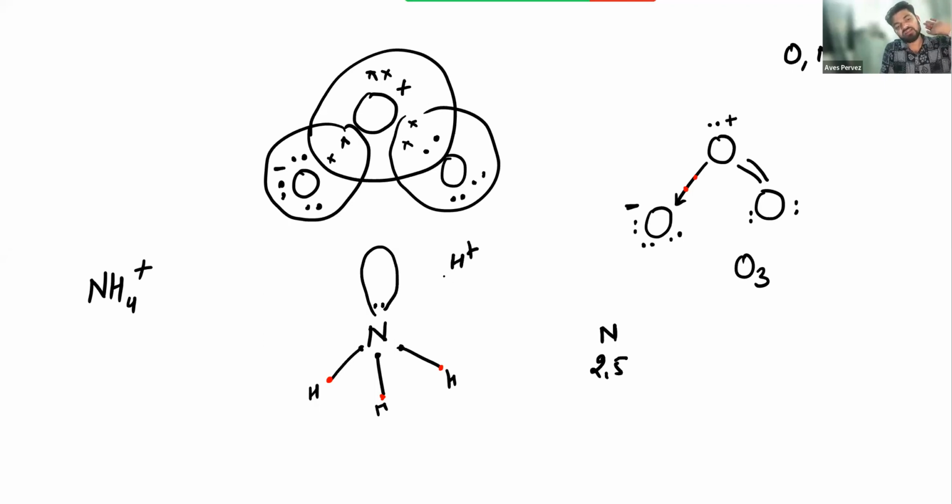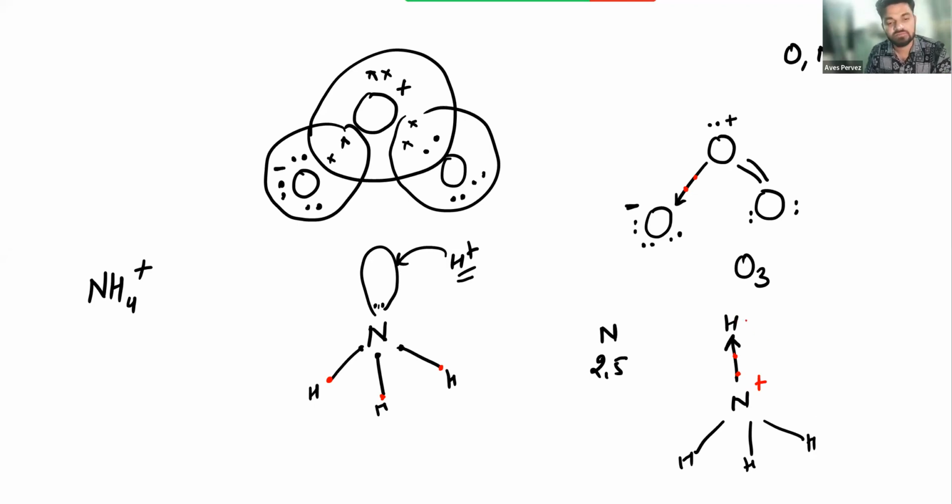But when an H positive ion comes, this lone pair will attract it and make NH4 using a coordinate bond. These two electrons were only of nitrogen, and since this is H positive, nitrogen makes the bond with its own electrons. Got it? And this will become positively charged. Okay, understood? Note it.